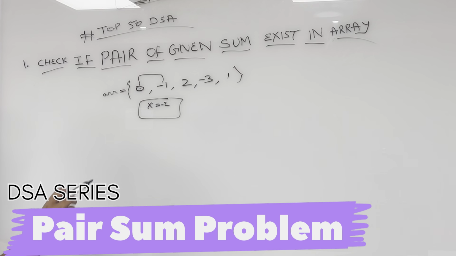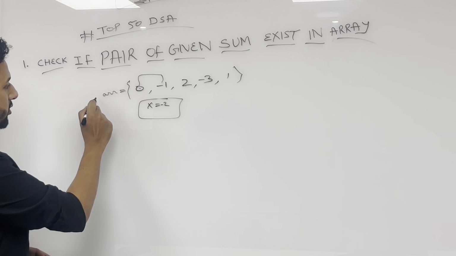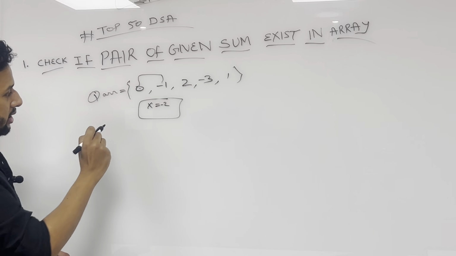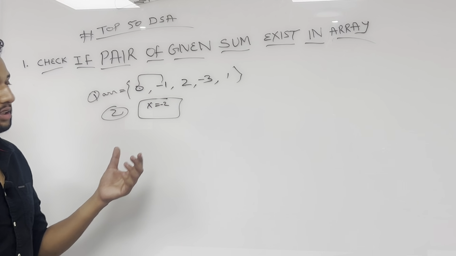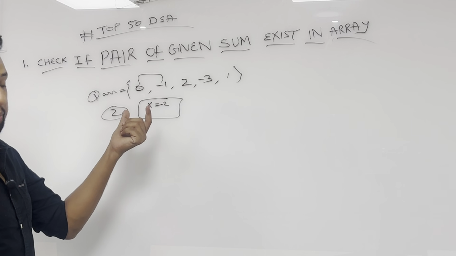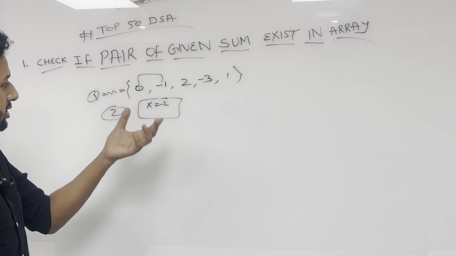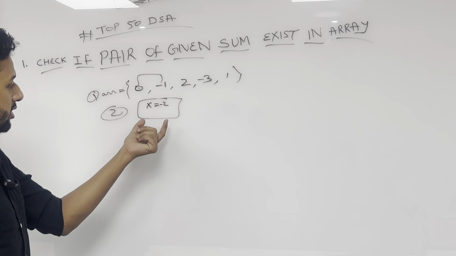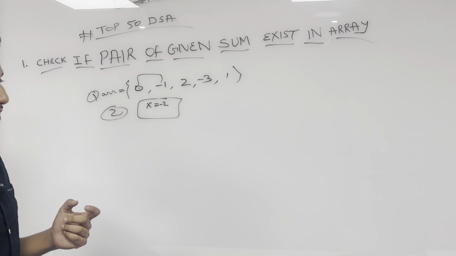So what we are having is two inputs. One input will be an array and the second input will be a sum. What we have to find is if we sum up any pair, is it resulting in the given value, that is -2 in this case.